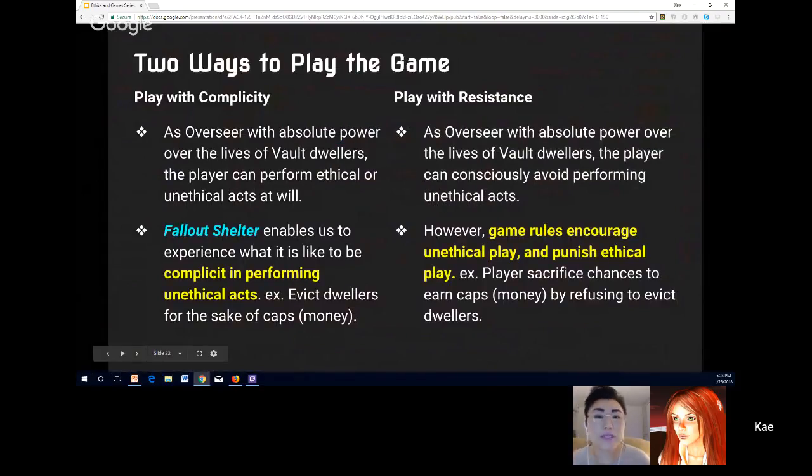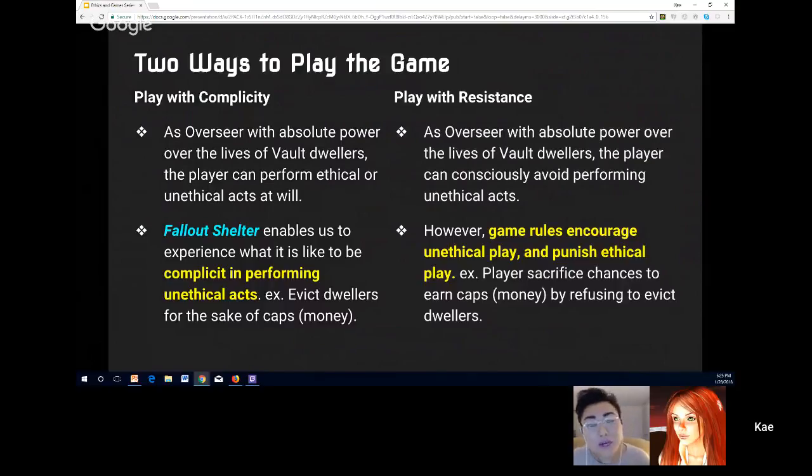Okay, so there's two ways to play this game. One way is to play the game with complicity. You play as the overseer, and you have absolute power over all the dwellers. You can do whatever you want, ethical acts or unethical acts. So one way to see it is to experience what it is like to be complicit. One of many examples I can give you is that you can evict dwellers for the sake of caps. You can evict certain dwellers in order to make more money, which I've done many times.